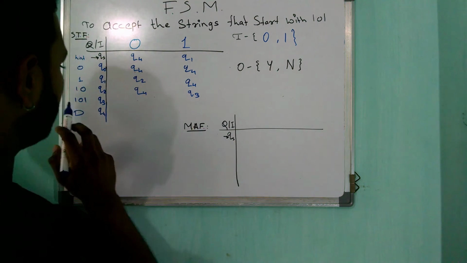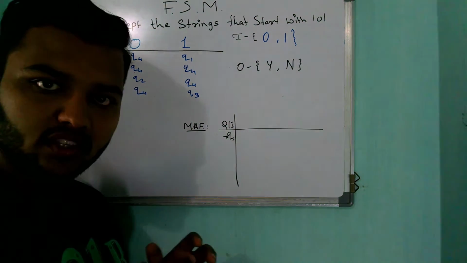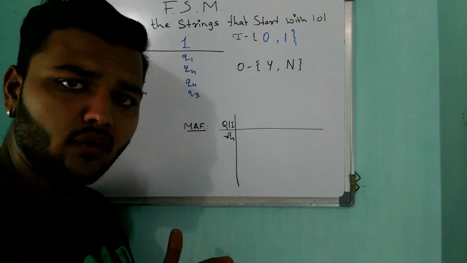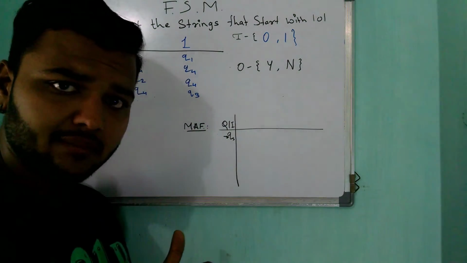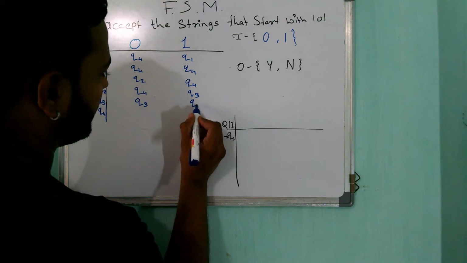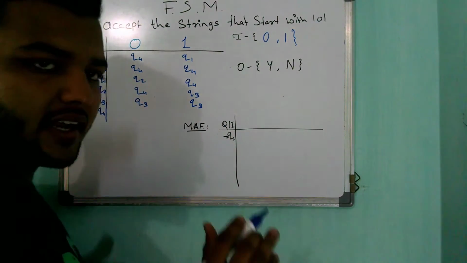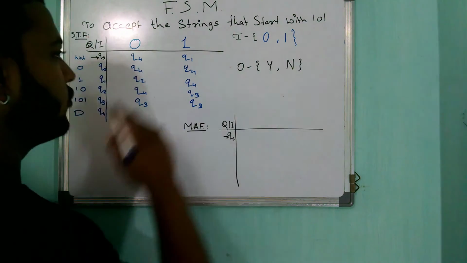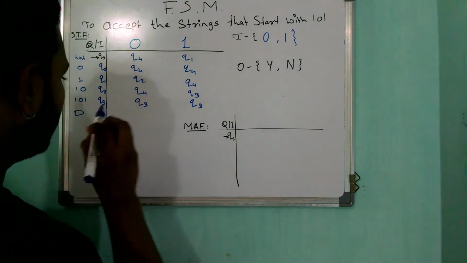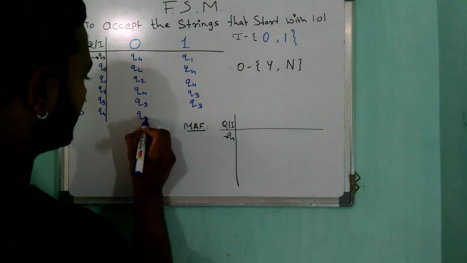And after 101 at the start, anything can come. If 0 comes it doesn't matter, if 1 comes it doesn't matter, we are going to accept that. So we write here Q3, because 101 is there at the start. Now let 0 come, 1 come, it doesn't matter, we are going to accept that string.